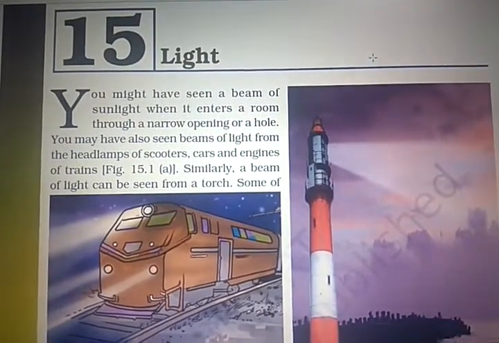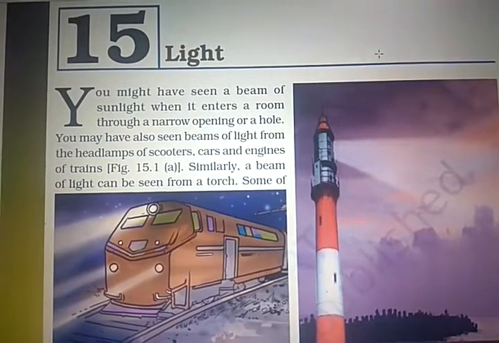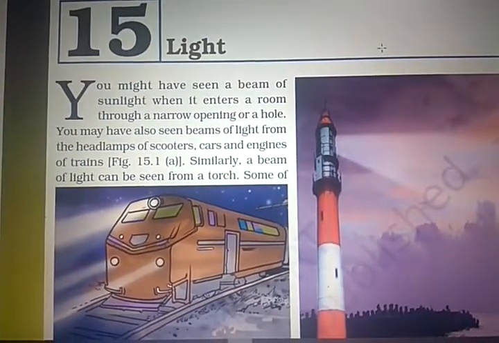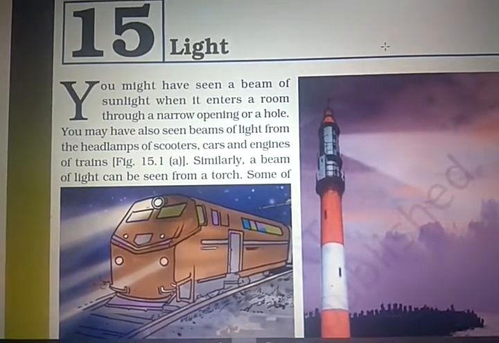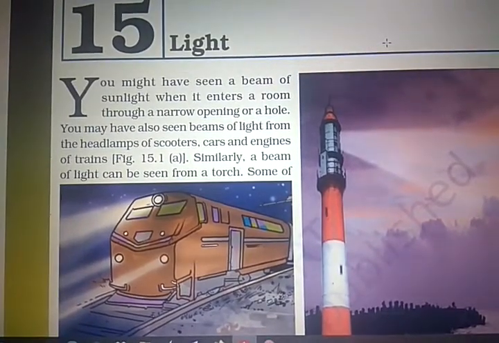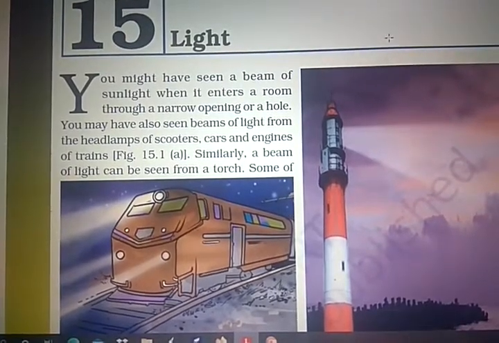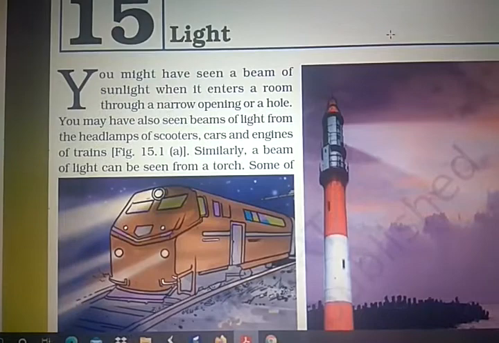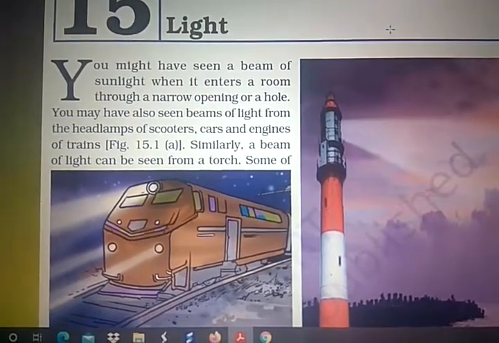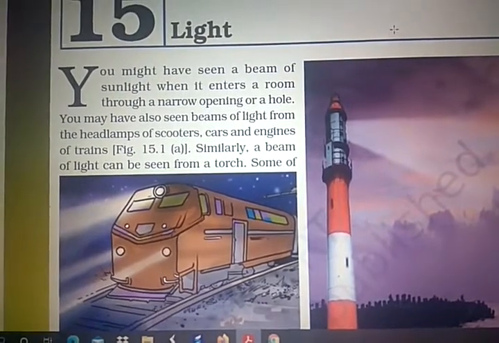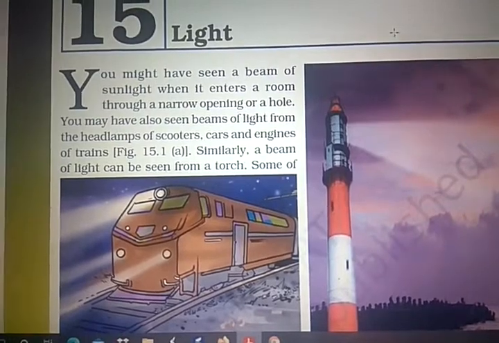You might have seen a beam of sunlight when it enters a room through a narrow opening or hole. You may have also seen a beam of light from the headlamps of scooters, cars, and engines of trains. Similarly, a beam of light can be seen from a torch. A beam of light you can see from the sun, from the train, and from this lighthouse.